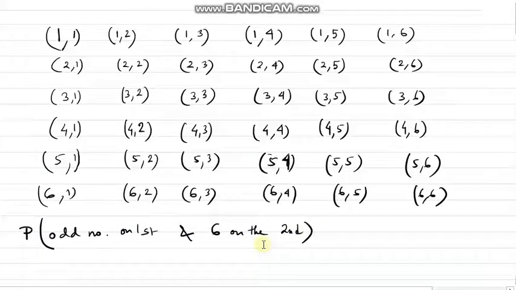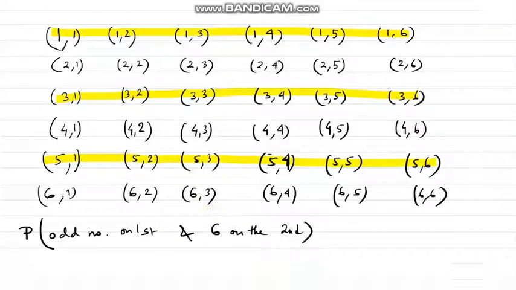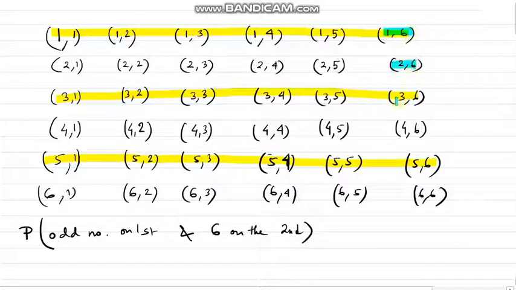Now I want an odd number on the first die. So first check how many outcomes we have with odd numbers on the first die. This line, right? This line, and this line. And I want 6 on the second. That means the common ones. 6 on the second. How many? This 6. So out of all these 18 outcomes which have an odd number on the first die, only 6 outcomes, and of the 6 outcomes which have 6 on the second die, only 3 outcomes contain both the colors, right?